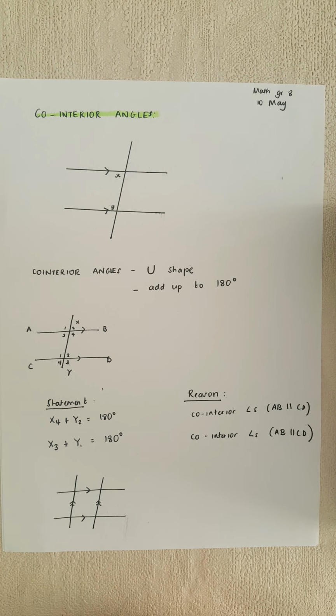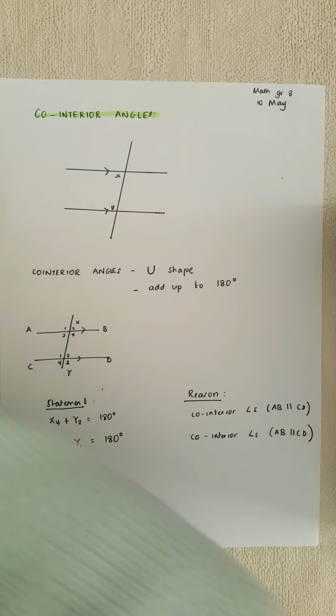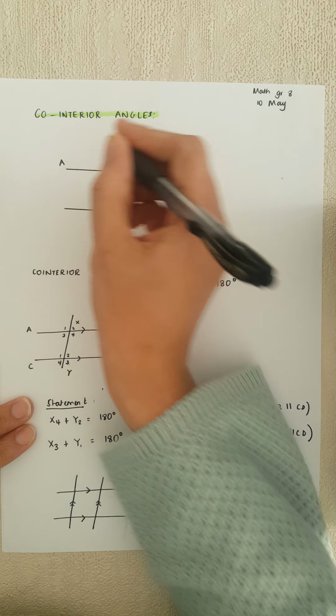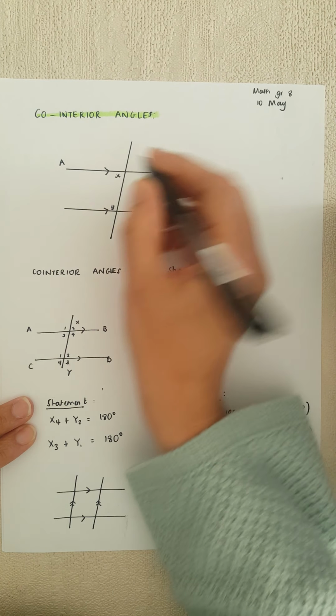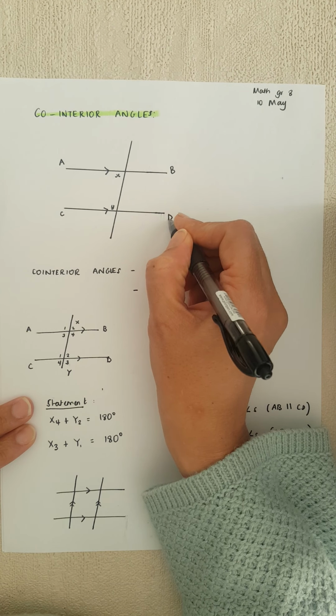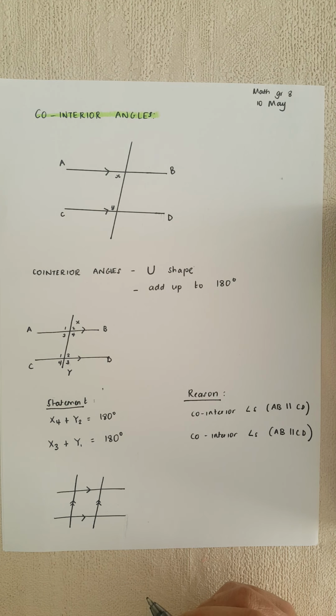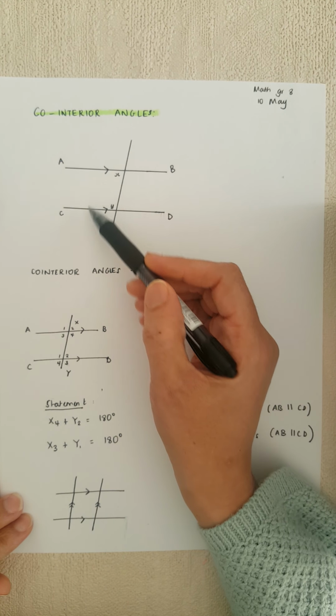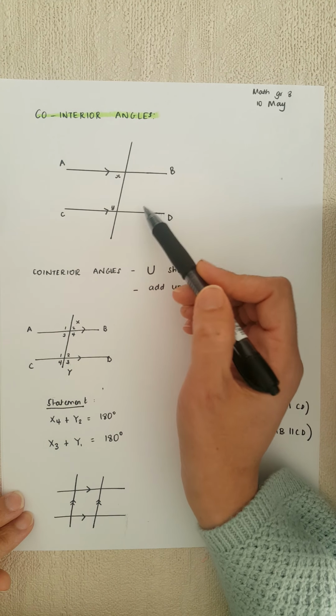Today we're going on to co-interior angles. So we need to understand what co-interior angles are. When you have two parallel lines, if I name the lines on my diagram, I'm going to call this line AB and this line CD. If you remember, we did constructions of parallel lines. When we have two parallel lines, it means that the distance between these two lines is equal all over.